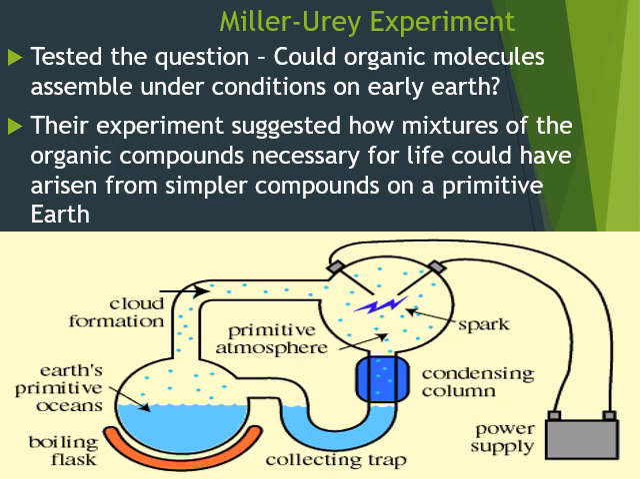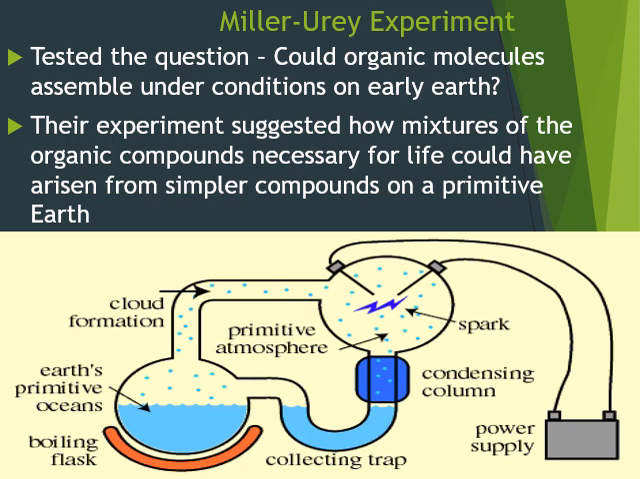Then we have this Miller-Urey experiment. This actually tested the question, could organic molecules come together and form under the same conditions on early Earth? So if you look at their experiment, they suggest how mixtures of organic compounds necessary for life could have arisen from similar compounds. And so they had things set up to represent Earth's primitive oceans. They had electrodes put in there to represent the lightning that filled our atmosphere at the time.